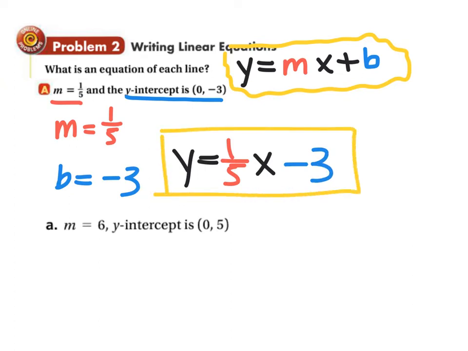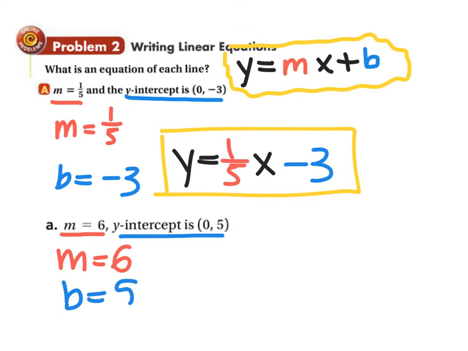For the next example, it tells us that the slope, or m, equals 6. That means my slope is 6, and the y-intercept is (0, 5), so the b value is 5. So the equation is y equals the slope of 6, x, plus the b value of 5.